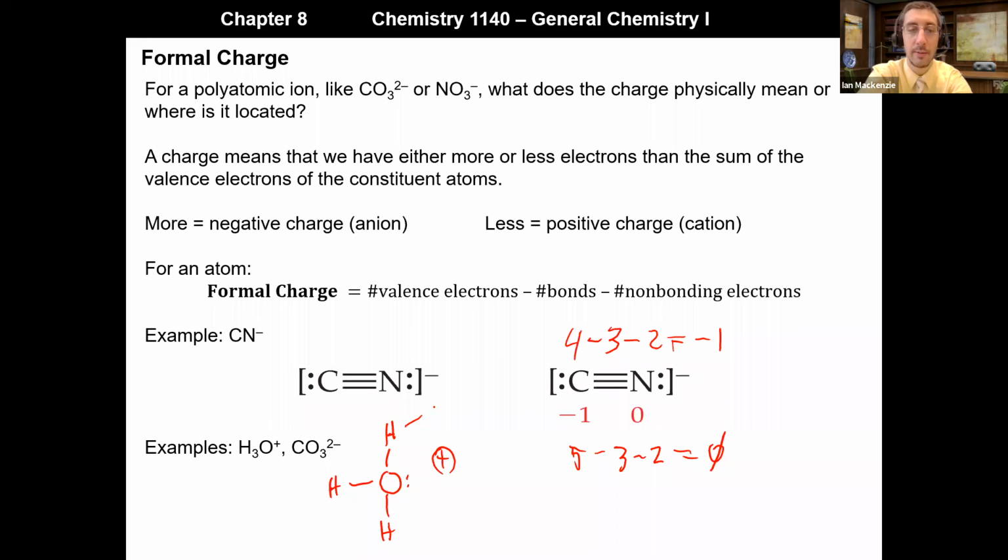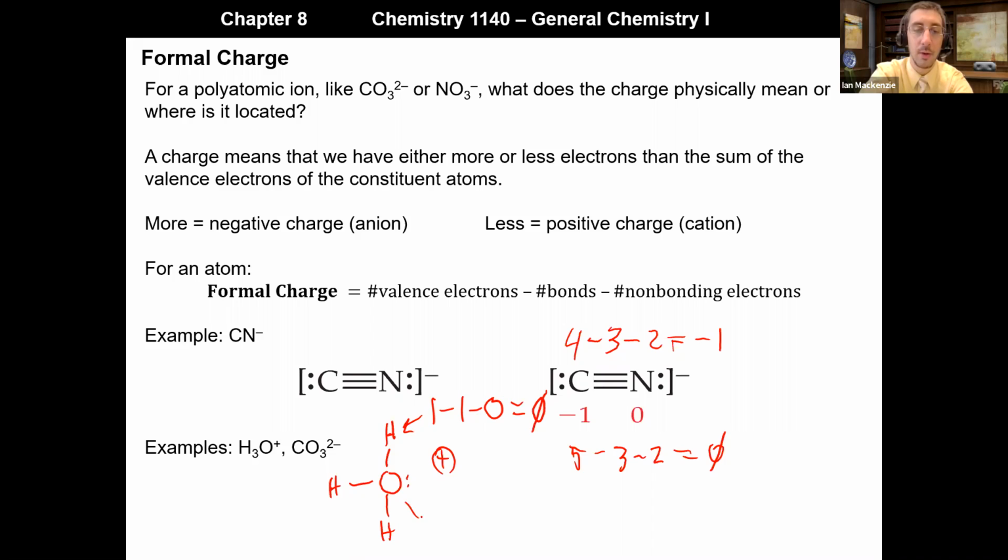Hydrogen has one valence electron, minus, in this case, one bond, minus the number of non-bonding electrons. It doesn't have any lone pairs, so that would be 0. So 1 minus 1 is equal to 0 for hydrogen. And so hydrogen has no formal charge in this case. Its formal charge is 0, and same for the other two hydrogens.